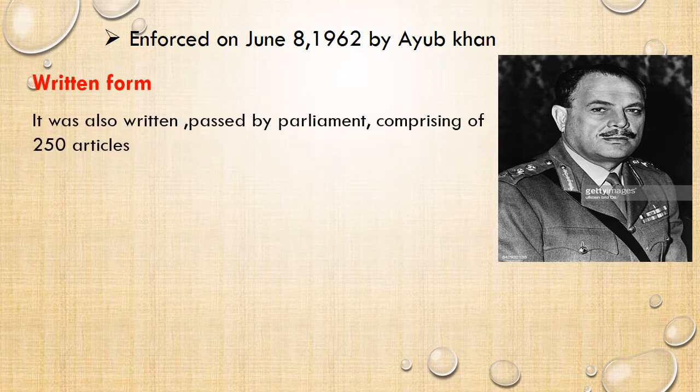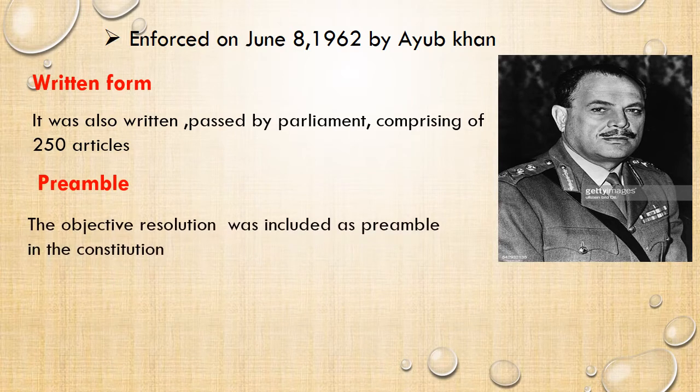So the first point is written form. It was written and passed by the parliament, comprising 250 articles. The Constitution of 1956 was also in written form, and constitutions in written form have the advantage that they are codified and have articles. In this constitution there are 250 articles. Next point is preamble. Preamble means basic objectives. The Objectives Resolution was included as the preamble in this constitution.